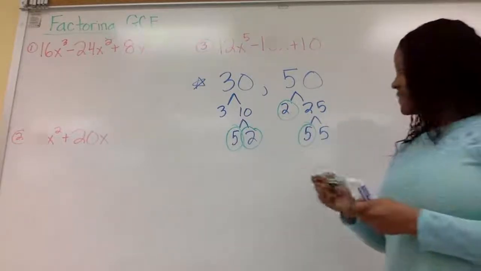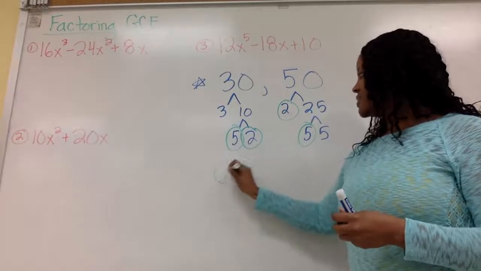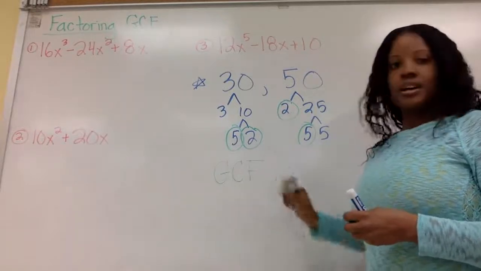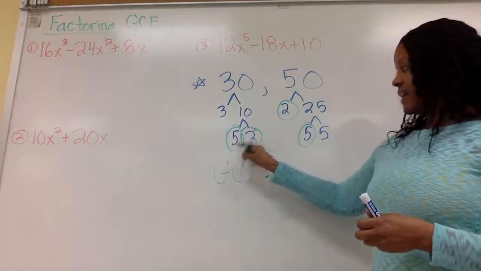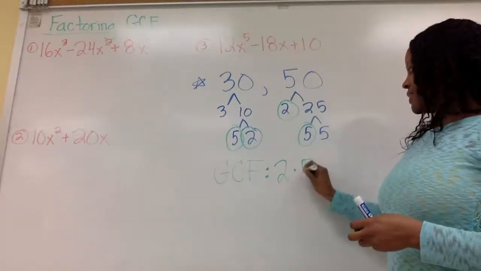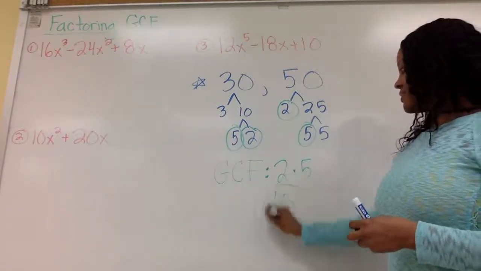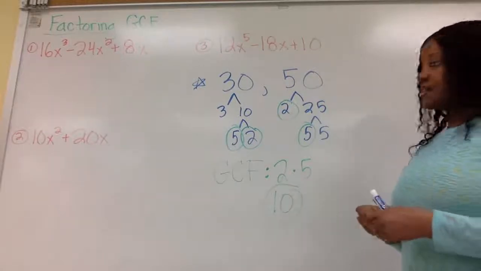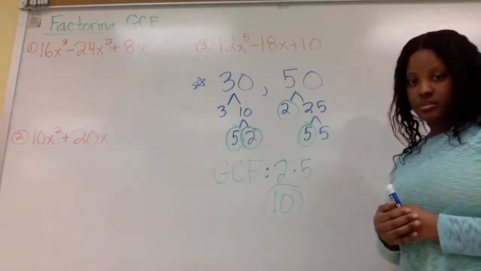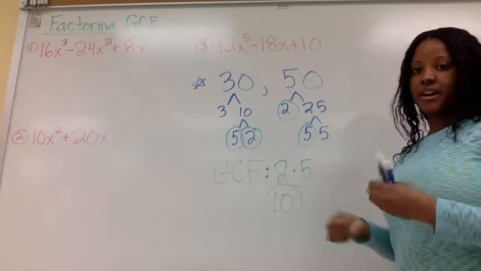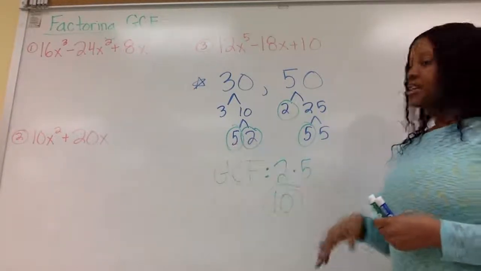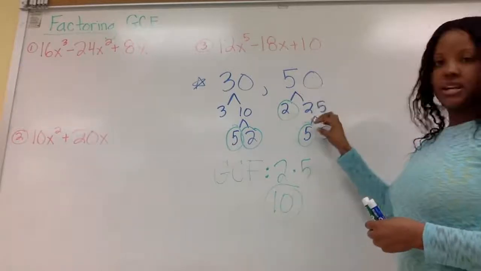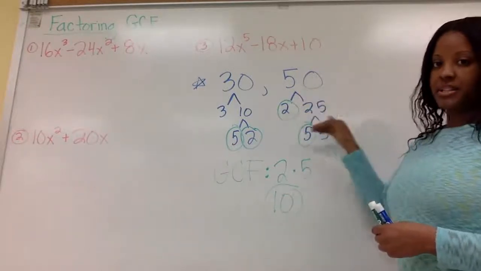So their greatest common factor, which I'm going to put right here, GCF, is a 2 and a 5. So their greatest common factor is 10. So you take whatever you circled, that is their greatest common factor. They each share one 2 and one 5. So you really only have to look at one branch and you'll be able to determine the greatest common factor from there.